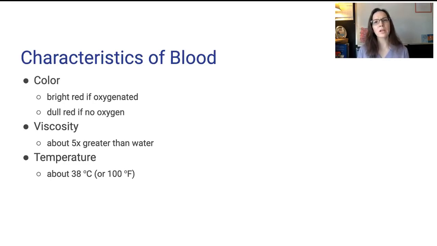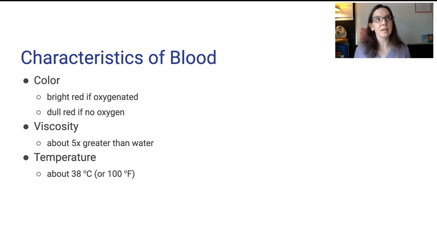Okay, what are some characteristics of blood? Well, we're going to talk about a couple. What color is blood? Well, blood is always red. Even though if you look at your hand, you might see the veins and blood vessels there, and it looks blue, really your blood is still red. It just looks blue because you're looking through the skin to see those blood vessels. But it would be a bright red if there is oxygen bound to the blood, and it's more of a dull, dusky red if it does not have oxygen.